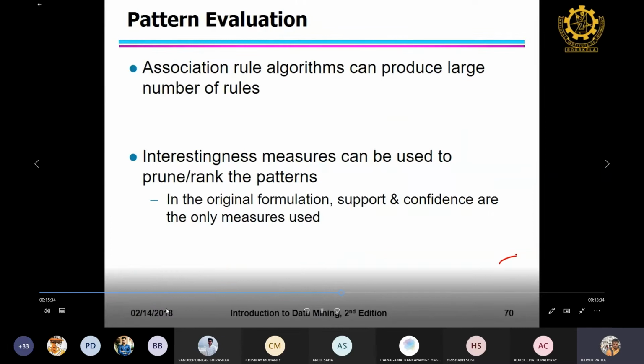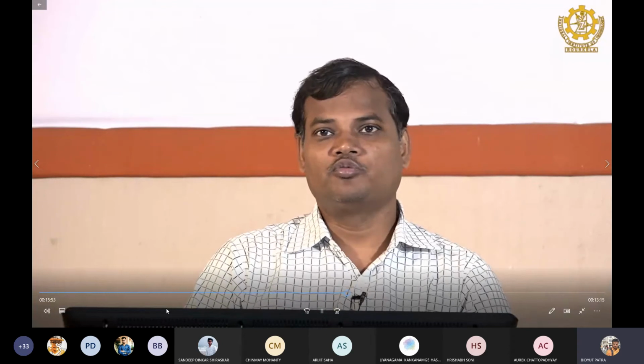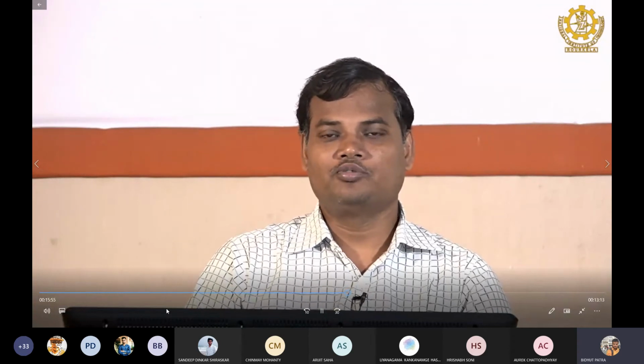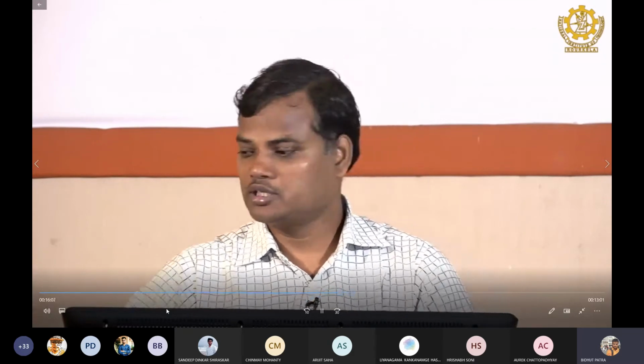To evaluate the rules: an association rule algorithm can produce a large number of rules, but not all rules are very interesting. So we have to find the interesting rules. As we know, for measuring the interestingness of a rule, we find the confidence of the rule. But the support-confidence framework sometimes misleads, even when confidence is high. We'll see that next with one example.